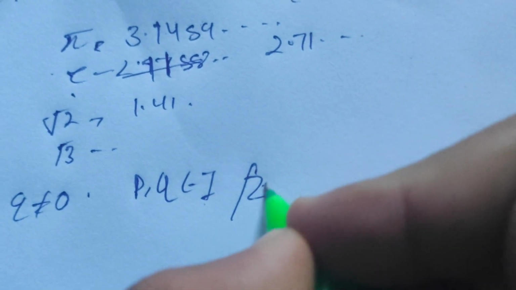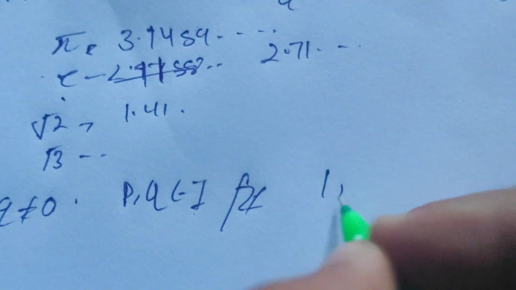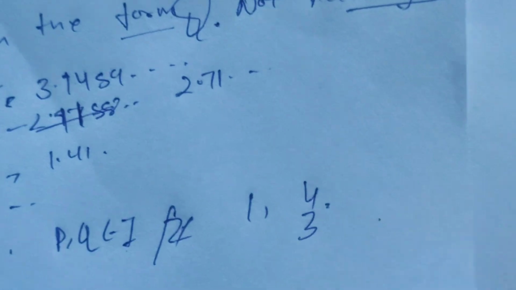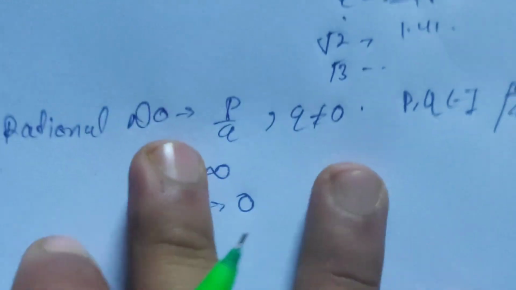Examples of it are numbers like 1, 2, 4 upon 3, and they are recurring. After some point they repeat, or they completely stop. 4 upon 3, anything else like this, is called a rational number.